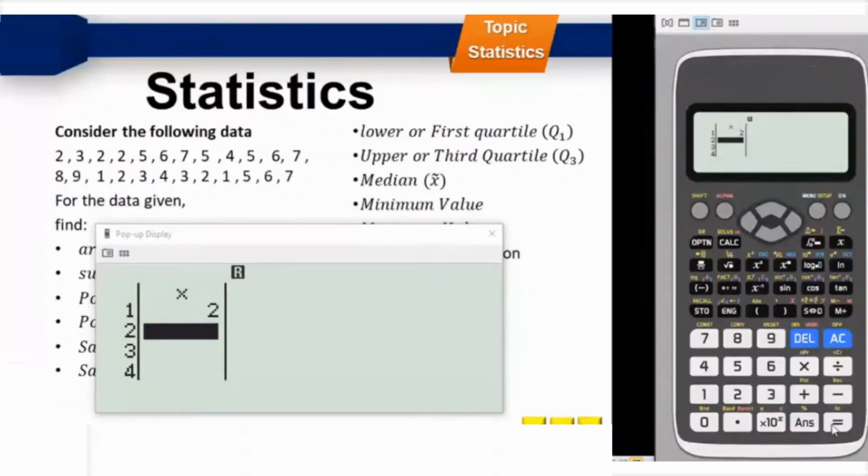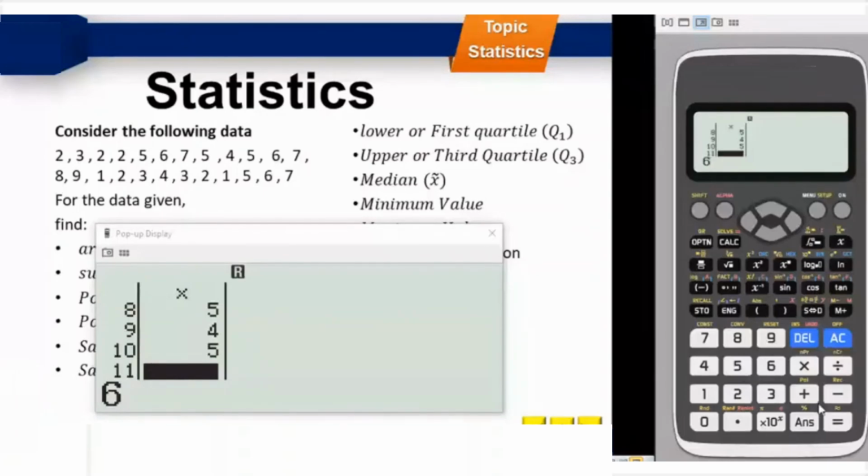2, equals, 3, equals, 2, equals, 2, equals, 5, equals, 6, equals, 7, equals, 5, equals, 4, equals, 5, equals, 6, equals, 7, equals, 8, equals, 9, equals, 1, equals, 2, equals, 3, equals, 4, equals, 3, equals, 2, equals, 1, equals, 5, equals, 6, equals, 7, equals.